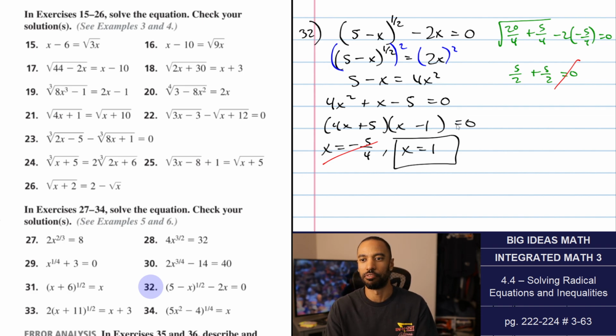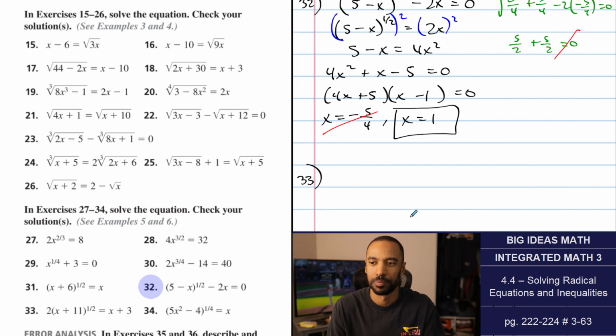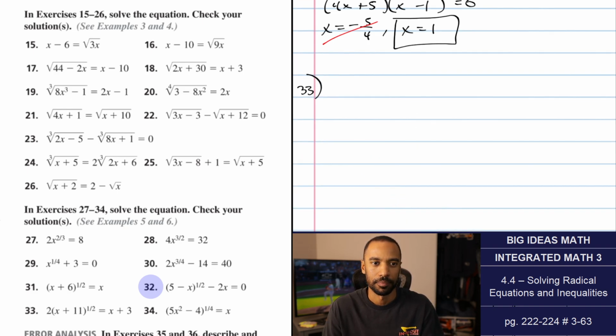Don't just automatically assume the fraction is the one that's not going to work. It just didn't happen to. All right, number 33.